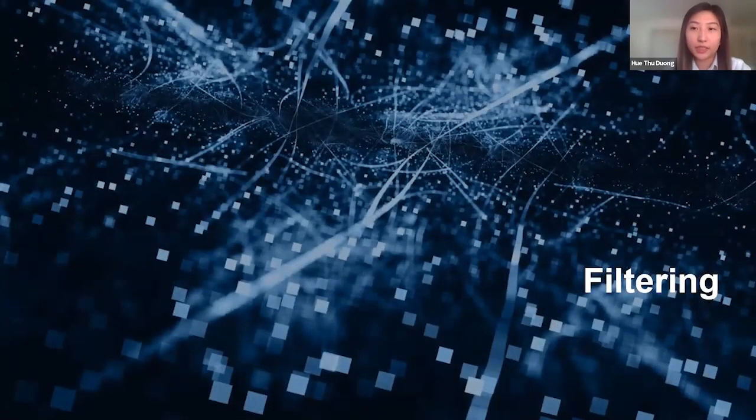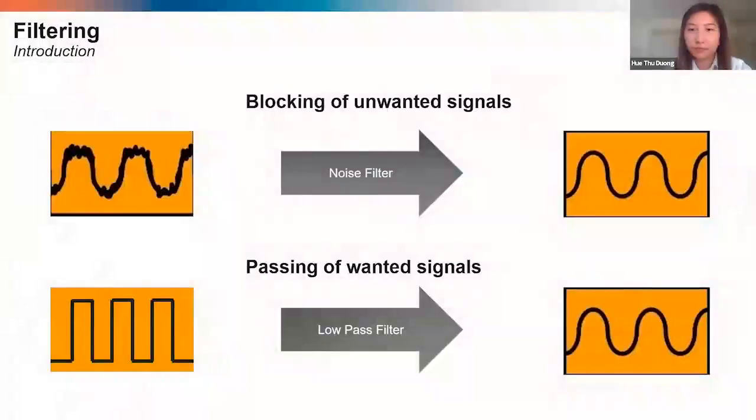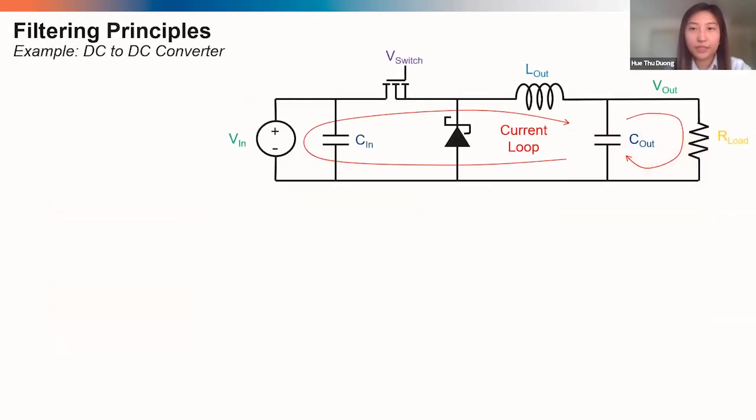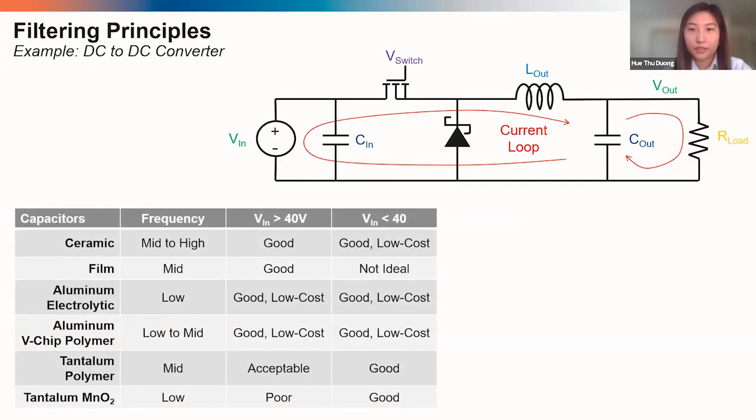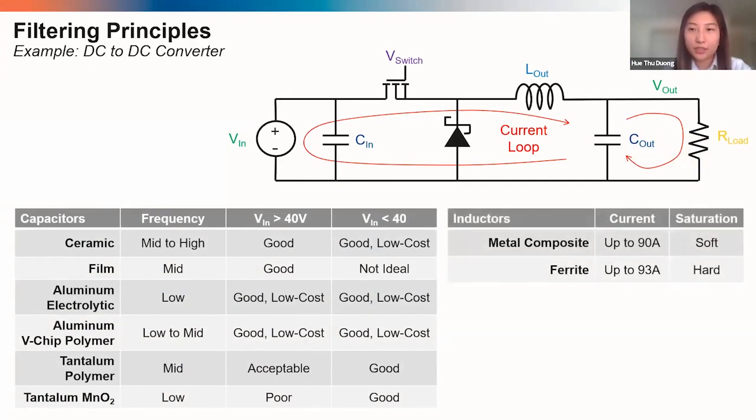The next topic we'll cover is filtering. So the goal with filtering is to block any unwanted signals and pass along the wanted signals. So in this example, let's look at a simplified DC to DC converter. On the output, we have Cout as well as inductors. We'll go over the key benefits of the different capacitor and inductor types on this slide, as it can be confusing when you start designing your filter caps and there's just so many different technology options.